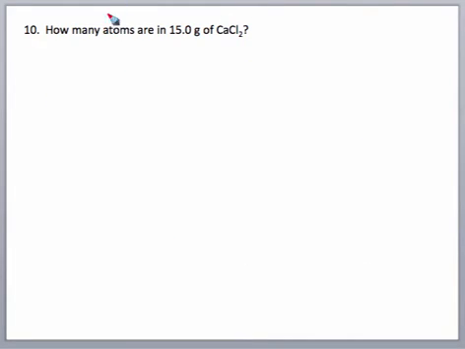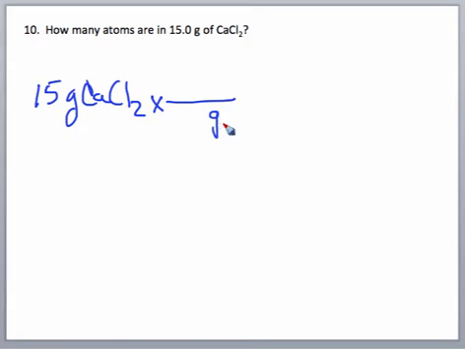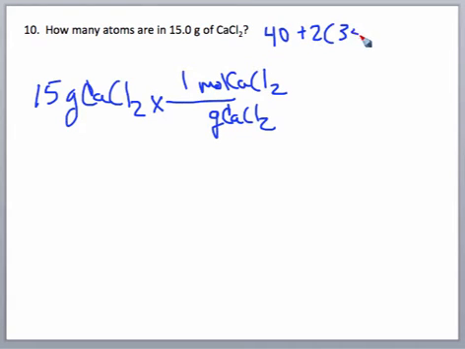All right, how many atoms are there in 15 grams of calcium chloride? All right, this is a classic dimensional analysis problem. So you know exactly what I'm going to say. What goes in the denominator? Grams calcium chloride. The only thing we can go to is moles. If we add up the molar mass, we have 40 for calcium, 35.5 for chlorine, so we should have 111 grams. This way grams cancels.